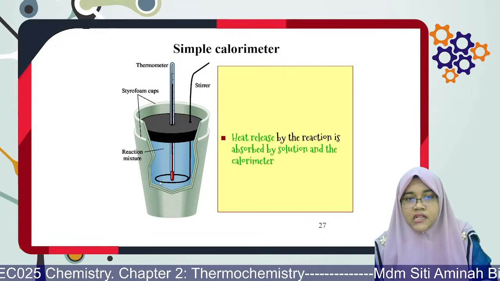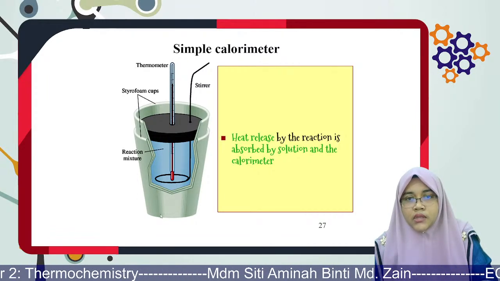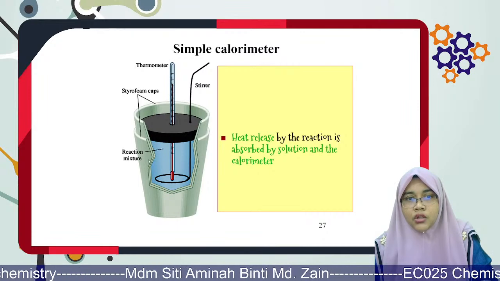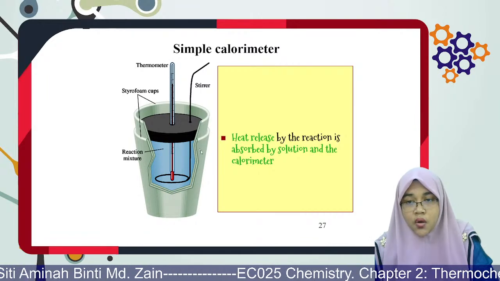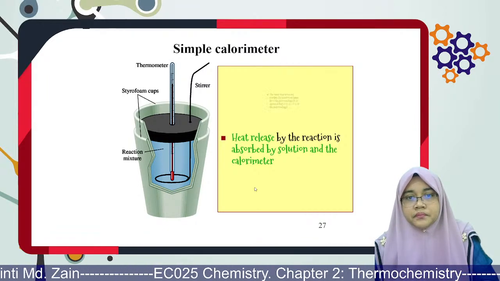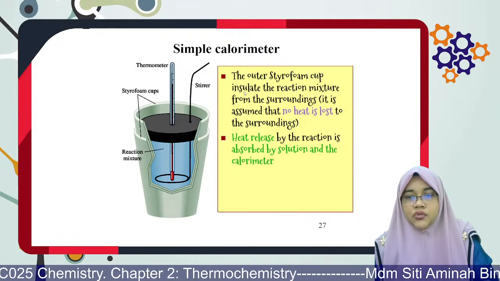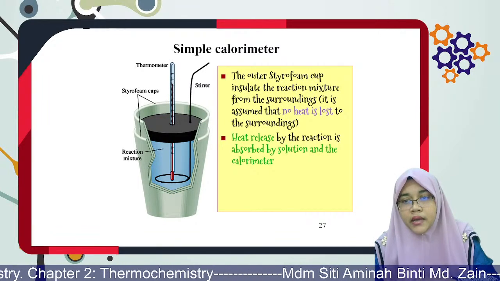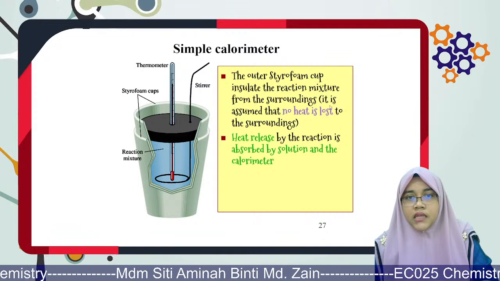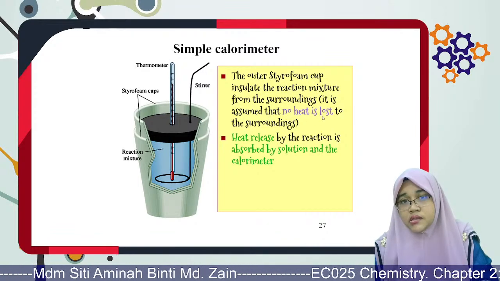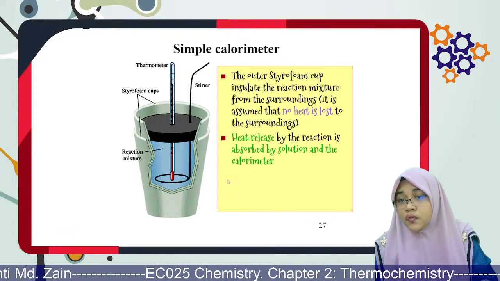So whatever the system is, it occurs in the styrofoam cup. The things that absorb or release the heat, whatever the surrounding, we call the solution in the styrofoam cup, as well as the calorimeter, the surrounding of the system. The outer styrofoam cup insulates, maksudnya dia kedap haba, the reaction mixture from the surrounding. It is assumed that no heat is lost to the surrounding because we use a styrofoam cup.